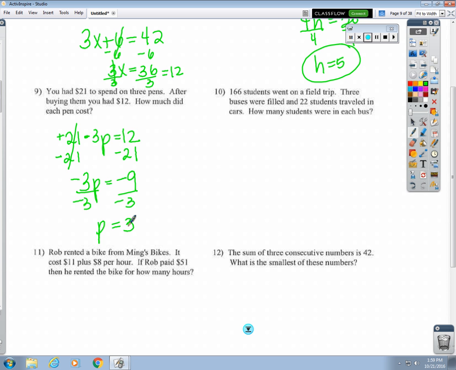Miss Jenny, I went back through it and I looked at my thing. I subtracted 21, but I didn't do negative 3. I just did plus. Oh, okay.